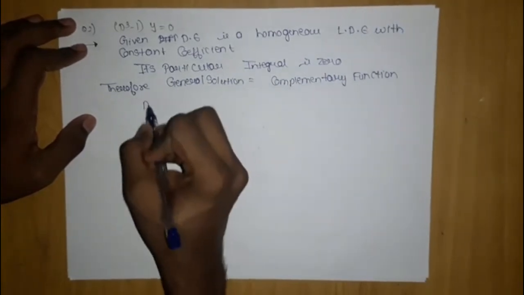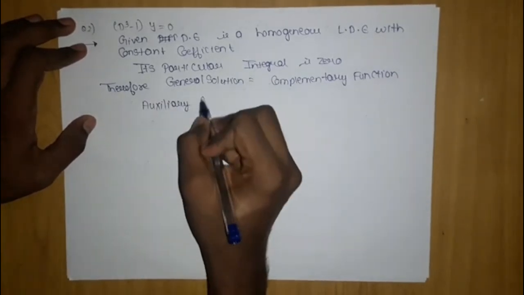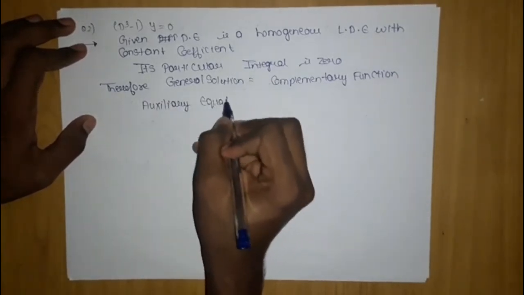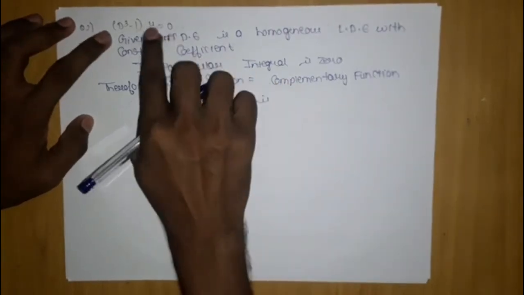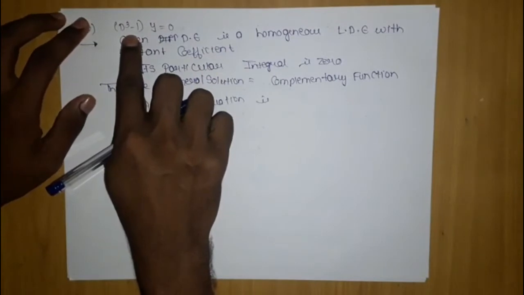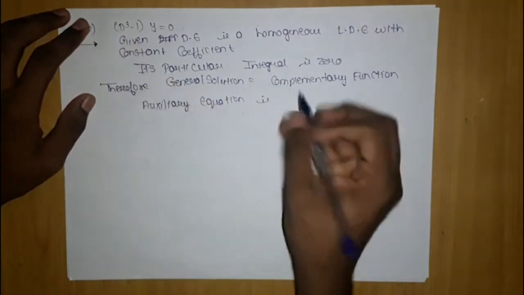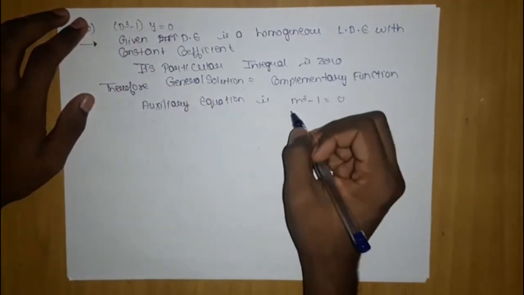Now the auxiliary equation. This is our f of D, D cube minus 1, whatever is attached with y. In f of D, replace all D by m. We get m cube minus 1 equals 0 as our required auxiliary equation.